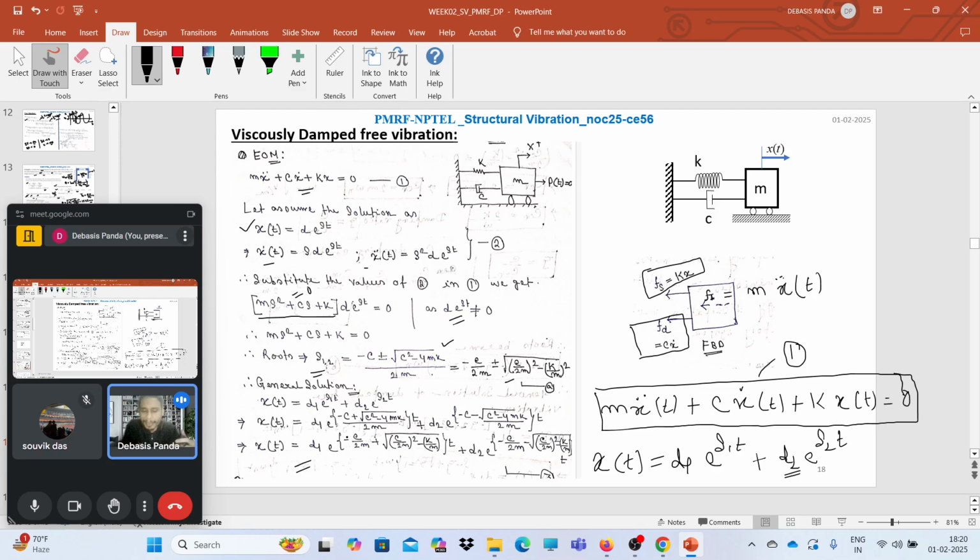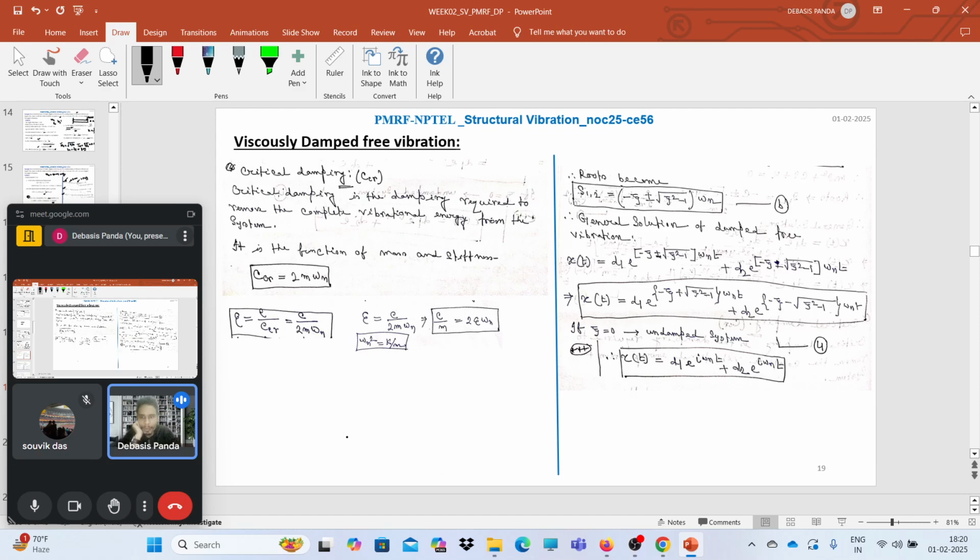It will be very easy. So before going further, till now what we have done is we just formulated the equation of motion. We considered a general solution for the second order differential equation. We found the roots and simplified the general solution of this equation. Now before going further, we need to understand some definitions and some concepts.